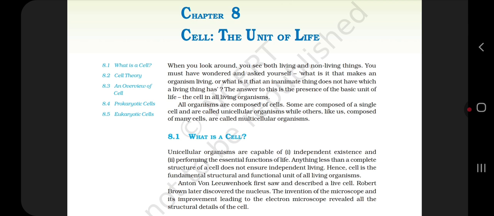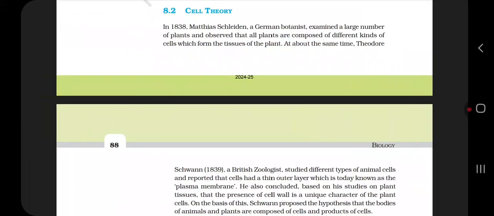Anton von Leeuwenhoek first saw and described a live cell. Robert Brown later discovered the nucleus. The invention of the microscope and the improvements leading to the electron microscope revealed all the structural details of the cell. 8.2 Cell Theory. In 1838, Matthias Schleiden, a German botanist, examined a large number of plants and observed that all plants are composed of different kinds of cells which form the tissue of the plant.